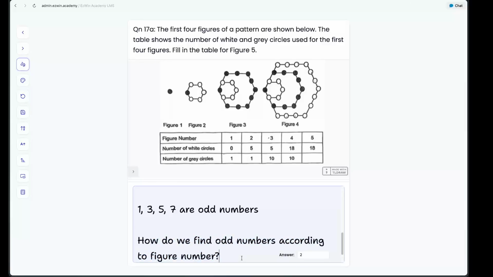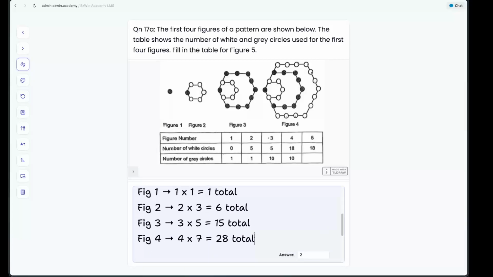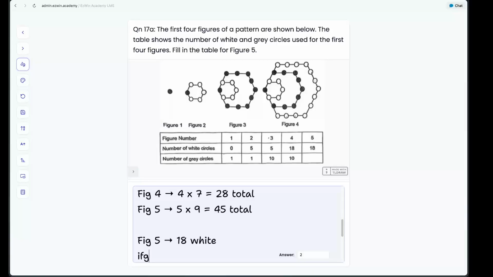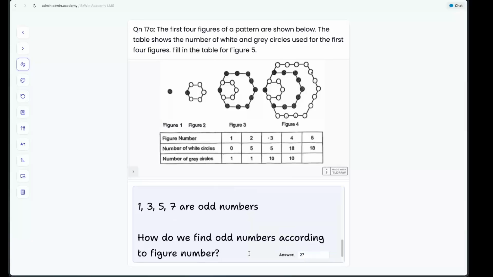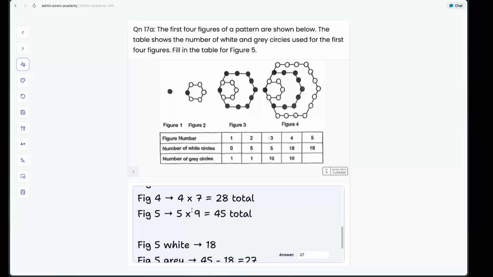So how do we find odd numbers according to the figure number? Okay, but in this case over here, since it's figure 5, we can just put figure 5 as 5. And then what's the odd number after 7? 9, which is 45 total. So since we know the number of white is 18, for figure 5, gray is 45 minus 18, and this will give us 27. So the answer over here is 27. So actually no need to do this. You can just figure out for figure 5 and you got the answer.